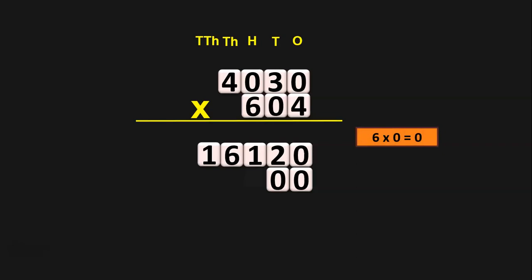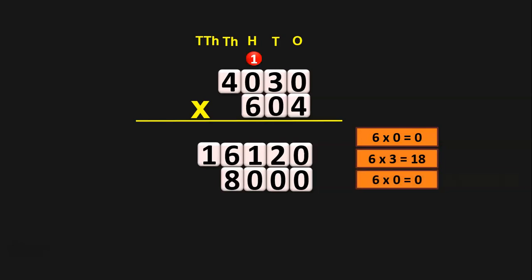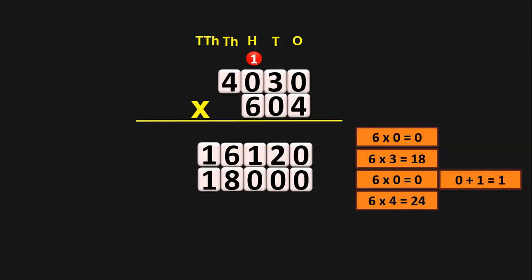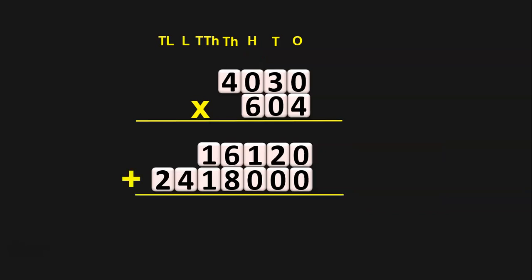6 into 0 is 0. 6 into 3 is 18. 8 carry over 1. 6 into 0 is 0. 0 plus 1 is 1. Next 6 into 4 is 24. So 4 in the lakhs place and 2 in the 10 lakhs place. Now you'll have to add both these products.